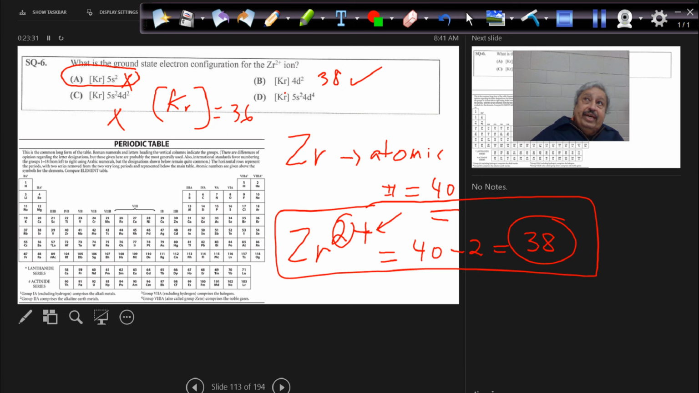For the group A's, it has only s, but it has to have d. In order transition elements, they have to have d. So this is 36 and 4, this is 40 here. This is correct, but this is 38. However, it has the problem with 5s2. That's not correct. It has to be a d there.